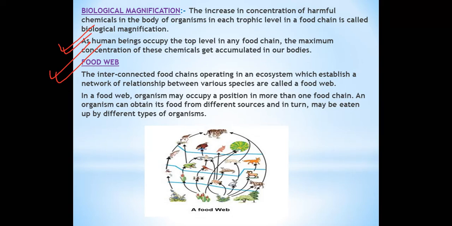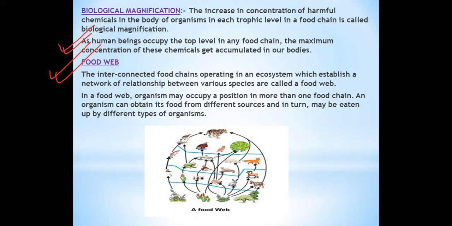Interconnected food chains operating in an ecosystem, which establish a network of relationships between various species, are called a food web. If you can't remember this definition, you can write an easy definition: interconnected food chains are called a food web. Right? So in a food web, organisms may occupy a position in more than one food chain.